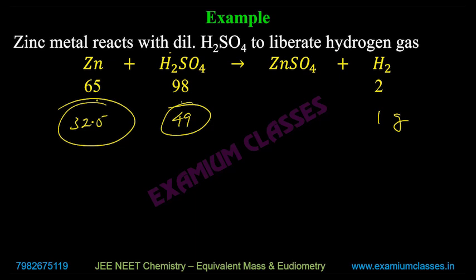Definition is very simple. You have to compare the mass of the compound, which is equivalent to either 1 gram of hydrogen or 8 grams of oxygen or 35.5 grams of chlorine. These three can be either on the left hand side or on the right hand side. Okay, you can use anywhere. If it is on the left hand side, it means these are reacting. If these are on the right hand side, it means these parts are liberated.